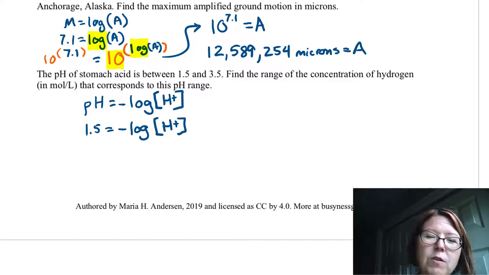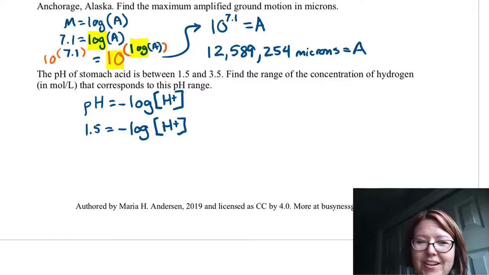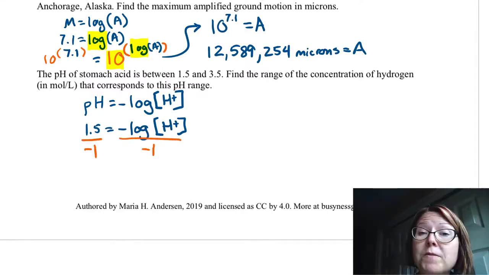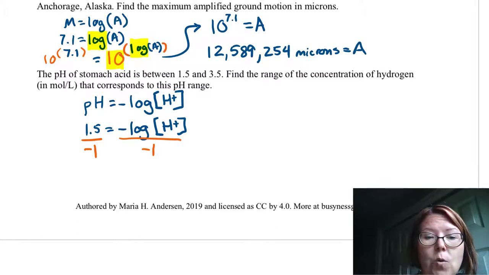Now, usually when we do the 10 to the on both sides to solve a log equation, we only have a log. We don't have something in front of the log like this negative. That's simple enough to fix. Let's just divide both sides by negative 1. That moves the negative to the left side. 1.5 divided by negative 1 gives us negative 1.5 equals positive log[H plus].